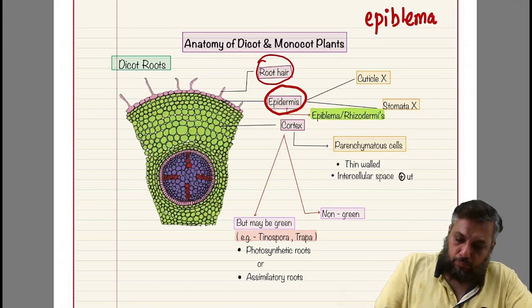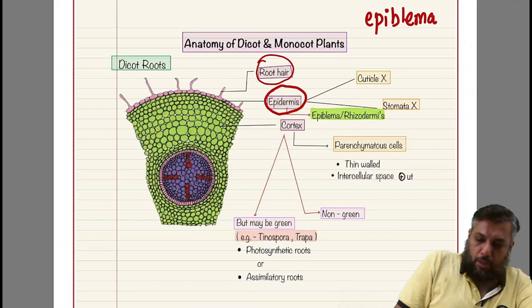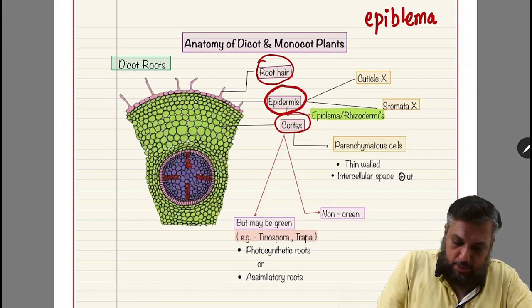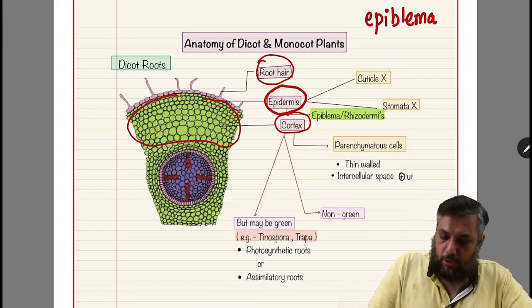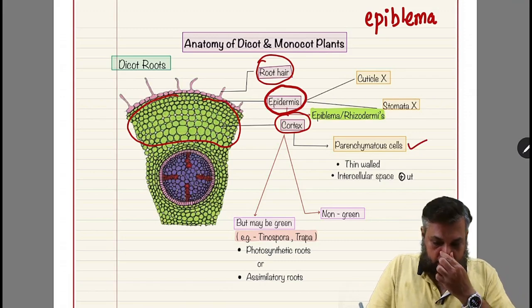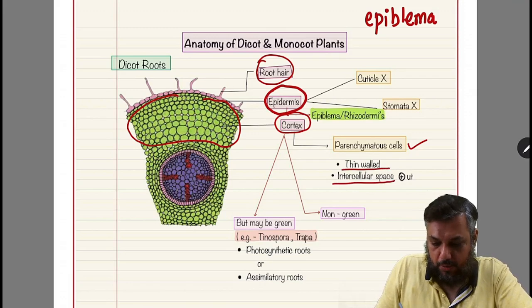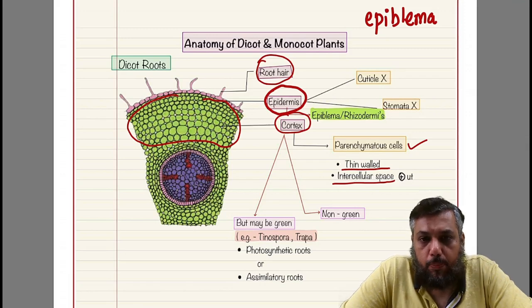After the epidermis, which is also called rhizodermis, rhizodermis means the layer with the root hairs. After that, we have a multi-layered cortex. This entire region is the multi-layered cortex. And this multi-layered cortex is made up of parenchymatous cells. These parenchymatous cells are thin-walled. They show the presence of intercellular spaces. Okay. Now this cortex is parenchymatous but does not show the presence of chloroplast.